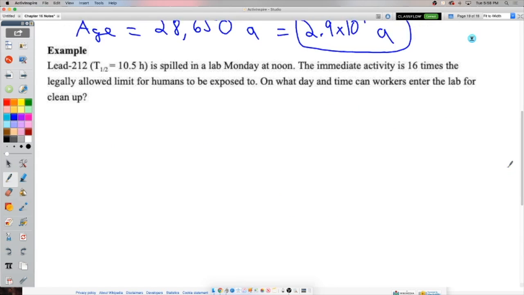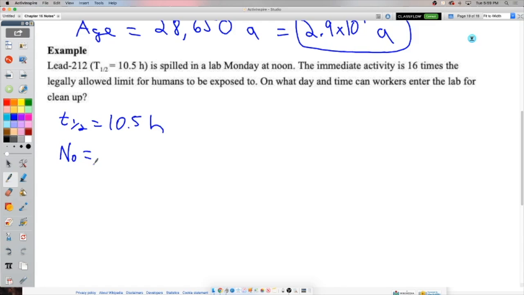Lead-212 with a half-life of 10.5 hours is spilled in a lab on Monday at noon. The immediate activity is 16 times the legally allowed amount for humans to be exposed to. So we don't know what that unit is, but we know that it's 16 times greater. So after one half-life, how many times greater will it be than the legally allowed amount? Yeah, half of that, 8, right? After another half-life, it'll be 4 times greater. After another half-life, it'll be 2, right? And we can figure out from there.